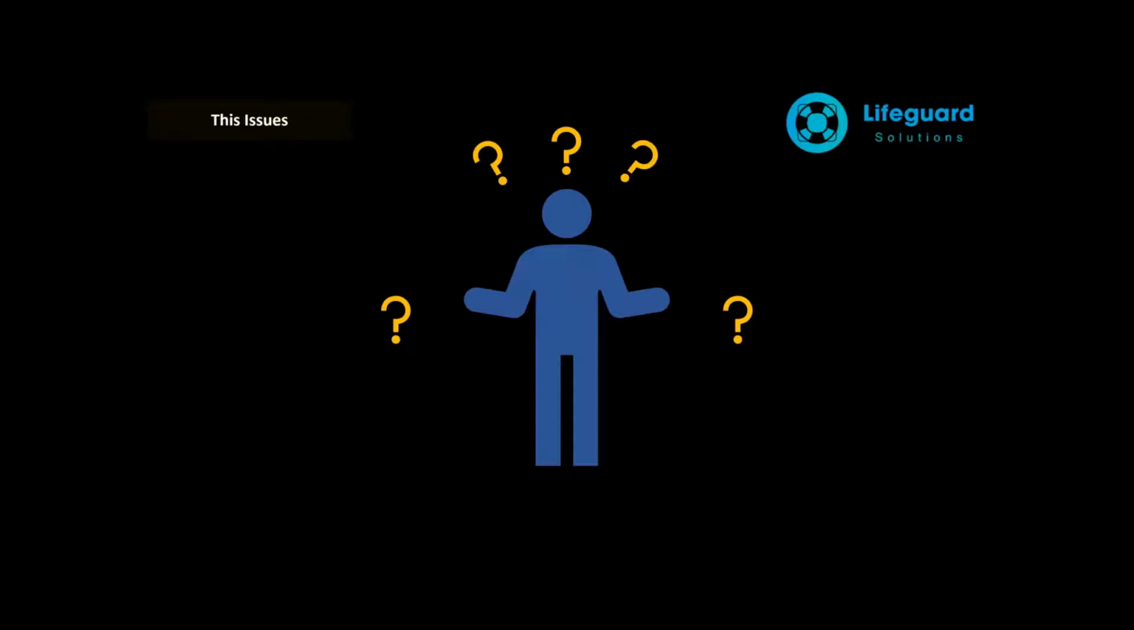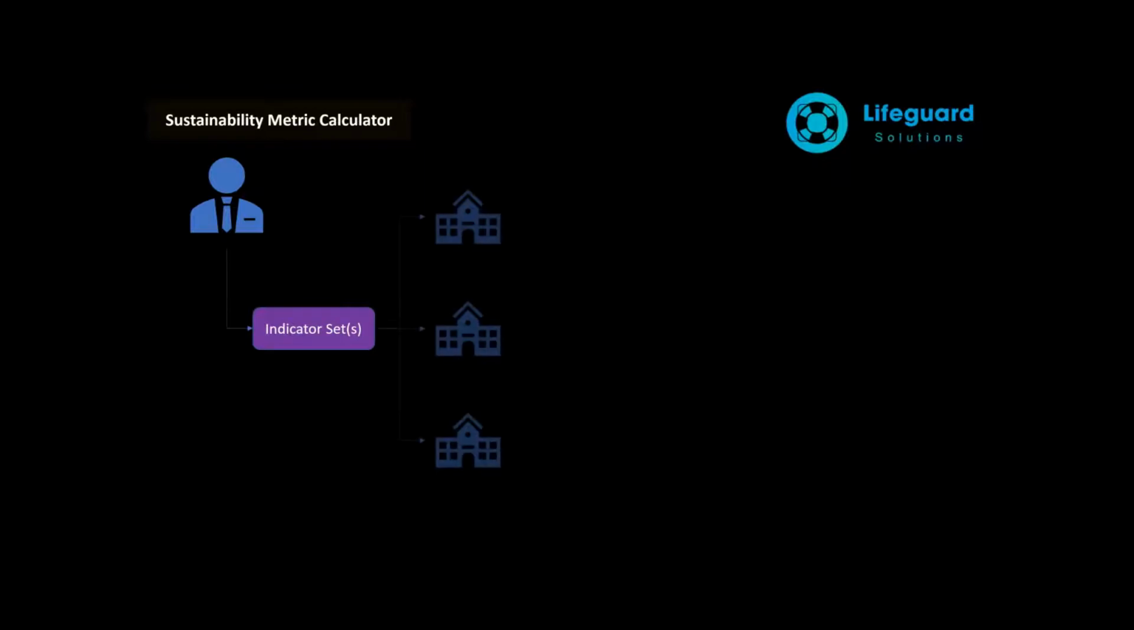How does he make sure that at the end of the day, information is flowing to him and it's correct and accurate? And how do we make sure that it's being done in a timely basis? So in this case, Joe actually implemented our sustainability metric calculator. Now, with this individual application, Joe can go through, he can create his indicator set or sets if he needs multiple of them, and he can actually go through and assign those to specific locations.